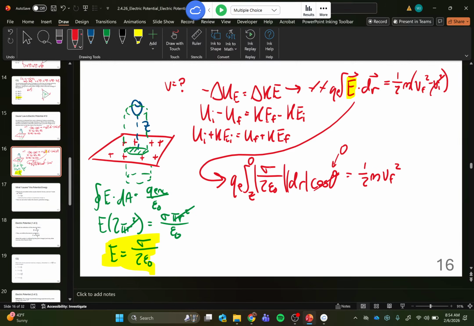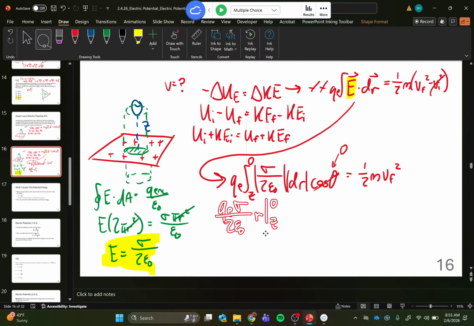All right. Sigma, constant. 2, constant. Epsilon naught, constant. Pull them all out. So you get QE times sigma over 2 epsilon naught. What's the integral of dr? R. In this case, though, it's just going to be evaluated from z to 0. Oh, and there's a negative sign here. I'll be kind and put this. So much space.